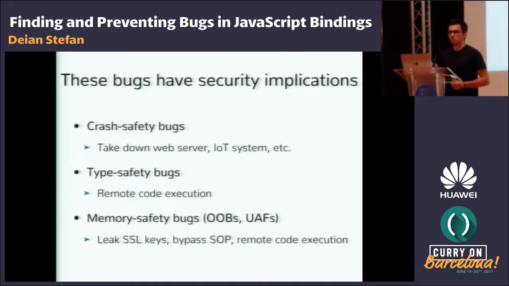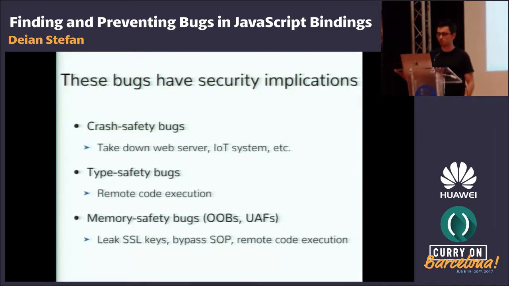And the same goes with memory safety bugs, right? Out of bounds reads and writes and use after free, these are really serious problems. The least that you can do is, on a server, say, leak SSL keys, or in the browser, bypass the same origin policy by simply setting a bit. And of course, you can start executing arbitrary code as well, depending on what kind of bug we're talking about.